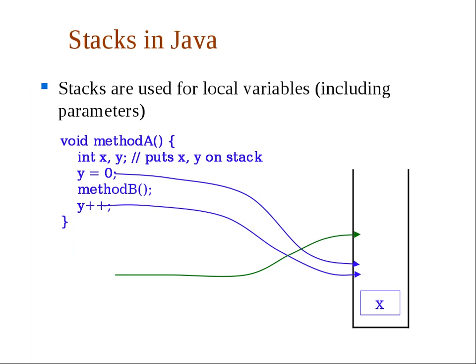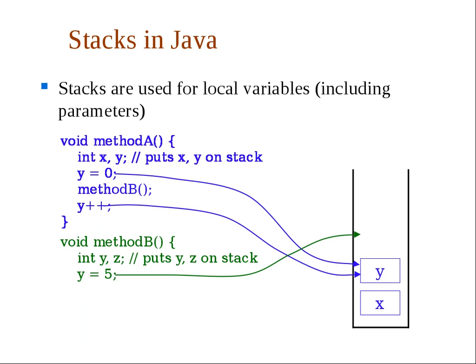This is important. We'll go over it again. So you may have a method A. What does method A contain? It has an X and a Y. Yep, and Y equals 0. X is some value. So there's Y. And then it's going to call method B. So method B goes above it with its own Y and Z, setting its Y to 5. Then it returns, which gets rid of Y and Z. And now you're back up here, so you're going to increment Y, which would make Y 1. Okay? Good.